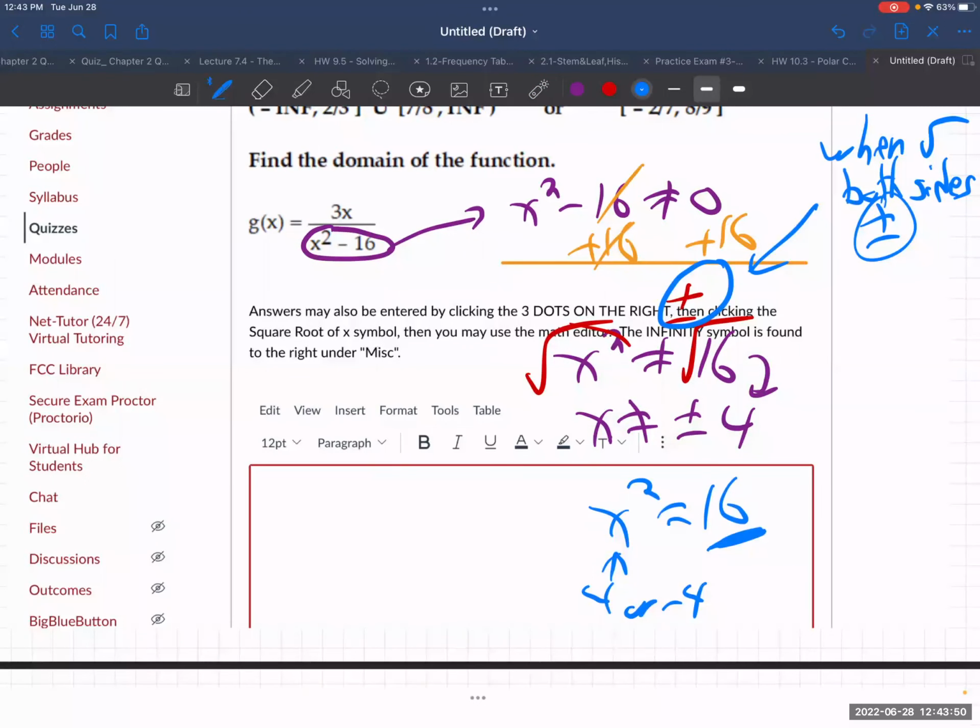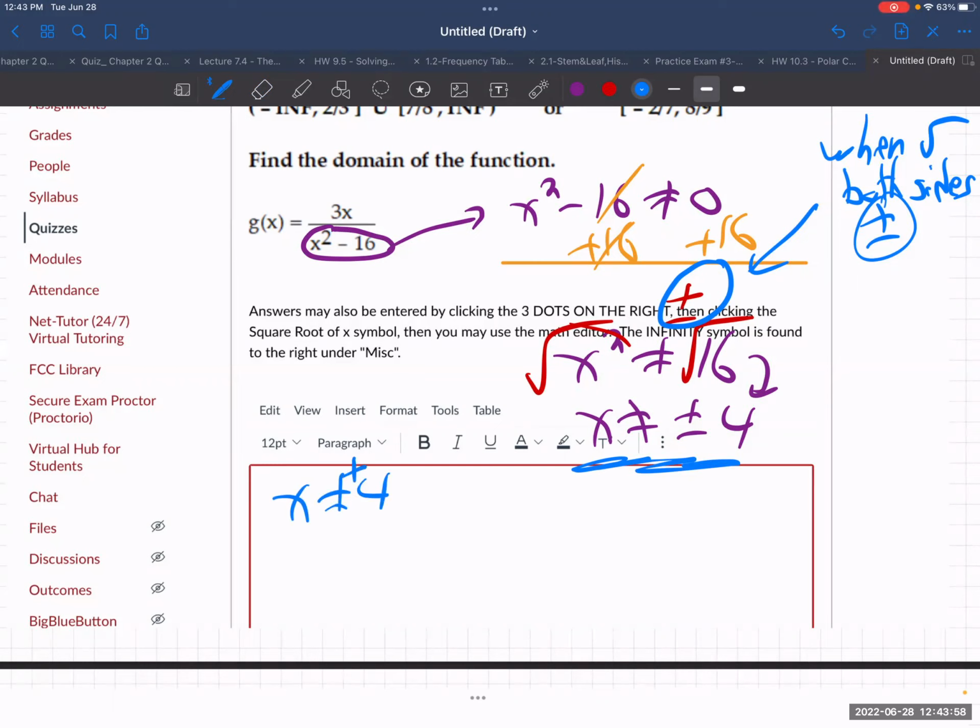It's both answers, really. So you have to remember, do plus or minus. Anyway, this means x does not equal plus 4, and x does not equal minus 4, right? It's both plus and minus 4. Both are not. And if you just want to write this on the exam, you can literally type in x not equal 4 and x not equal negative 4.